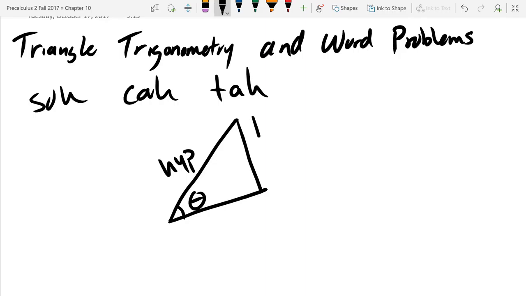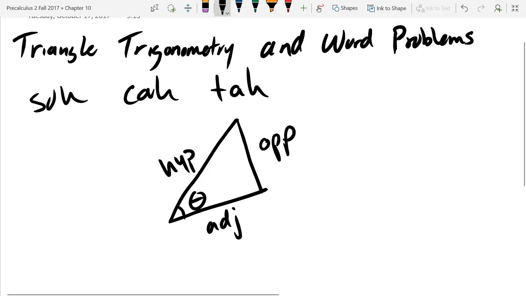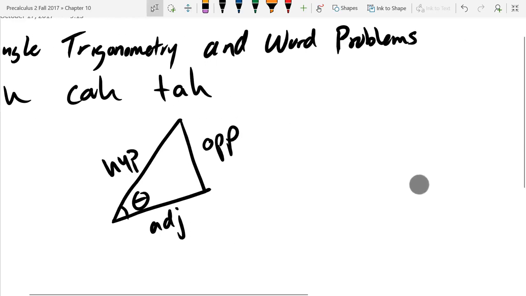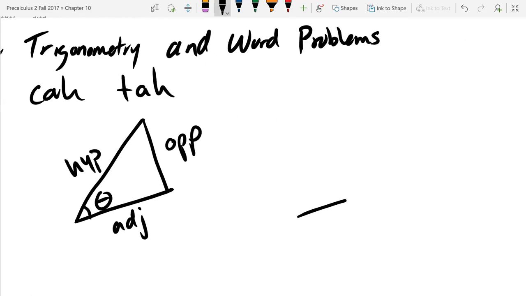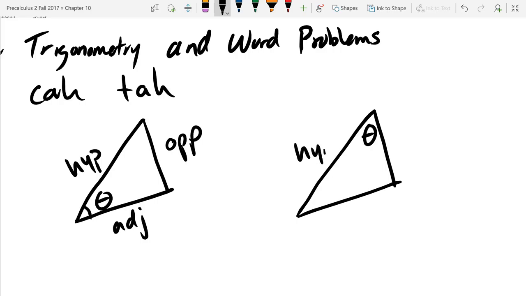What side is this here? Is this opposite or adjacent? That'll be opposite. And then, of course, adjacent is the only side left. I'm going to redraw the exact triangle that I just drew. The only difference is I'm going to label theta in the other corner. Hypotenuse stays where it is.